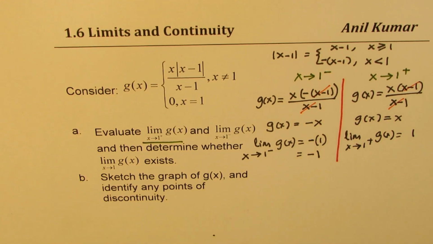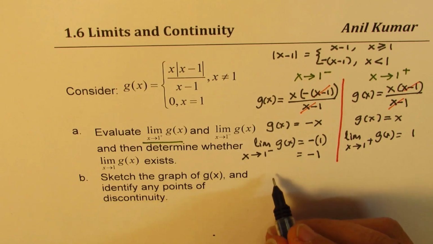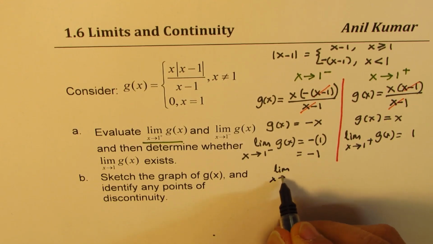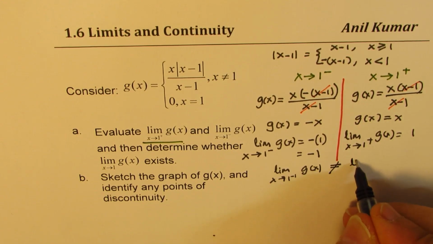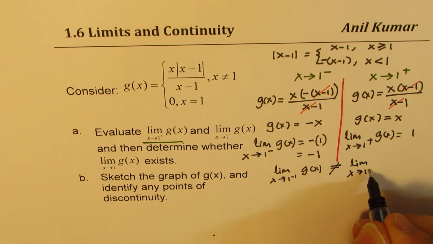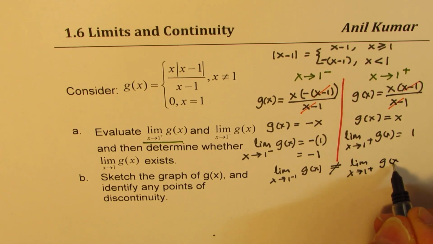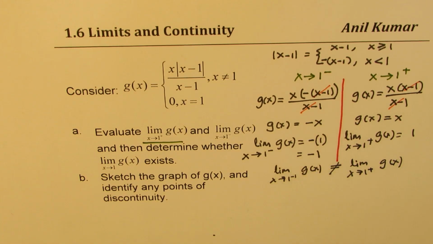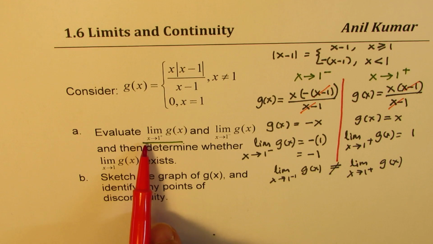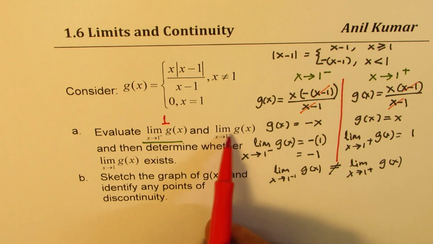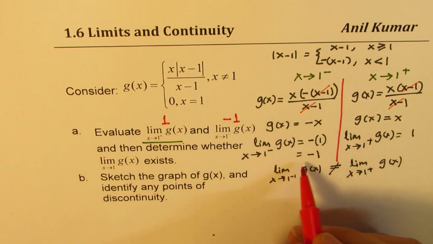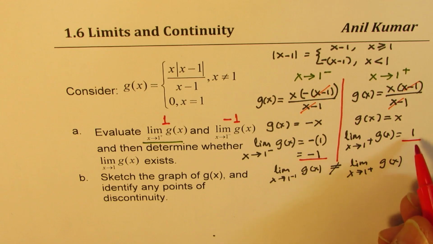So these two limits are different, correct? So what you really find here is that the limit when x approaches 1 from the left side for g of x is not equal to the limit when x approaches 1 from the right side, since 1 and minus 1 are not equal. So that should help you to answer both these questions. The first one is to evaluate the limit of g of x when x approaches 1 from the right side. So this limit is 1. And when it approaches from the left side, it is minus 1, correct? That is what we calculated.